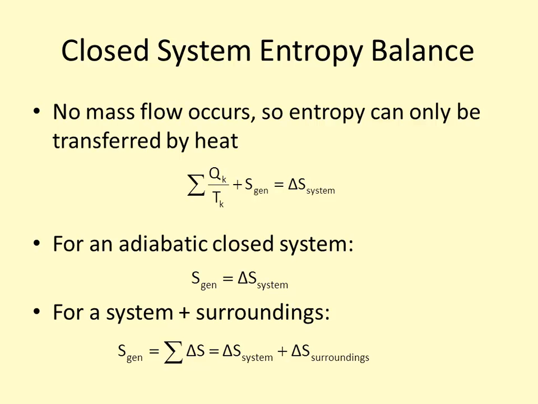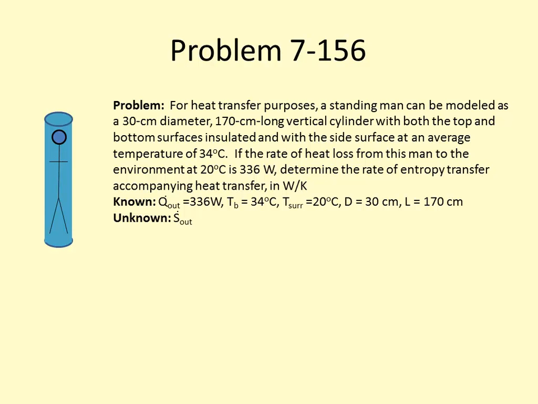And then if we want to include the surroundings within our system, we call this an isolated system. Then the entropy generation is the change in entropy of the system plus the change in entropy of the surroundings. So we can just expand and include that. Okay, any questions on closed system entropy balance? Okay, we're going to do an example.